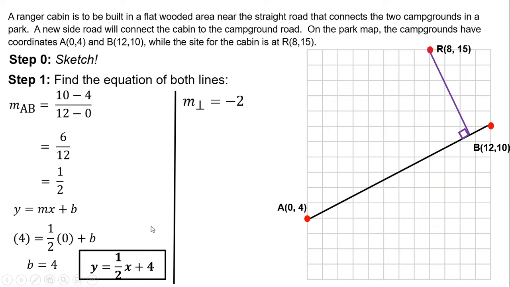Let's do the purple line. Again, we know it has to be perpendicular, so the slope has to be the negative reciprocal, or the opposite. The opposite of 1/2: I flip the fraction and I change the sign. It becomes -2.